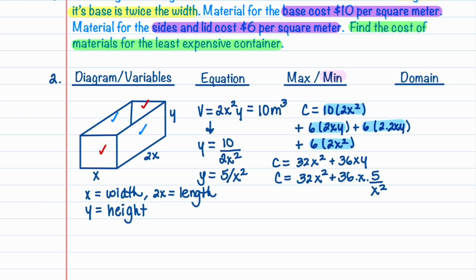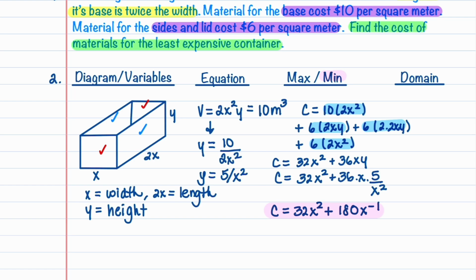We want to take the derivative of this function, so I'm going to rewrite it in the easiest way that we can take the derivative. And that's going to be c is equal to 32x squared plus 36 times 5. Let's see, 30 times 5 is 150, and then 5 times 6 is 30. So this is 180, and we have an x in the denominator, so we're going to write that as x to the minus 1. And there's our equation for our cost.